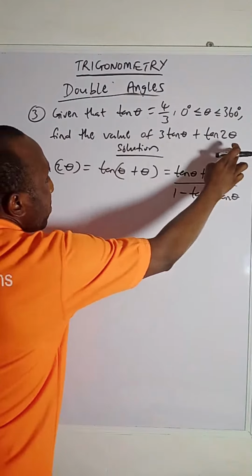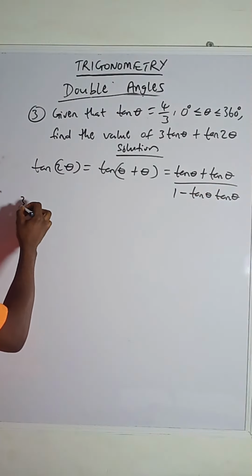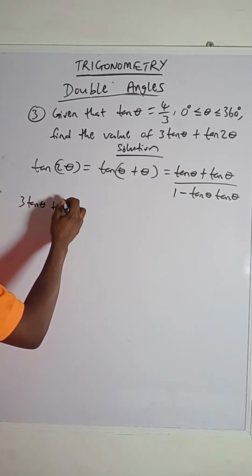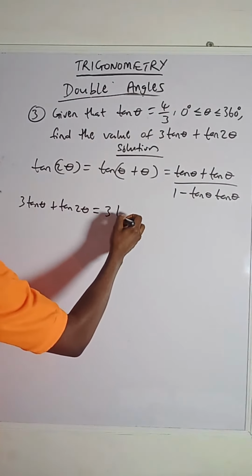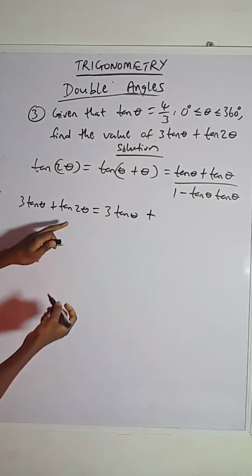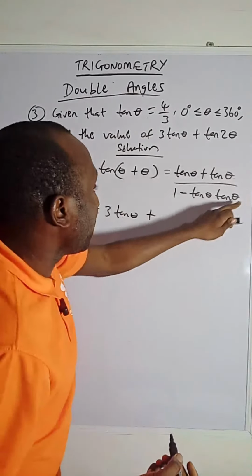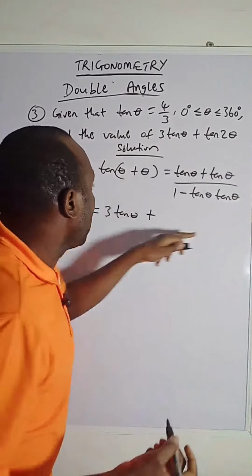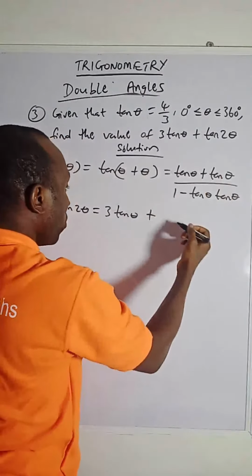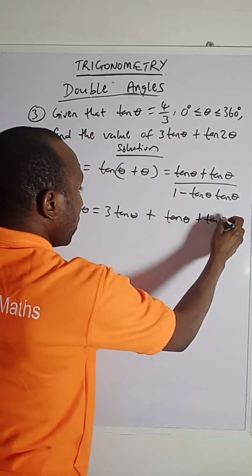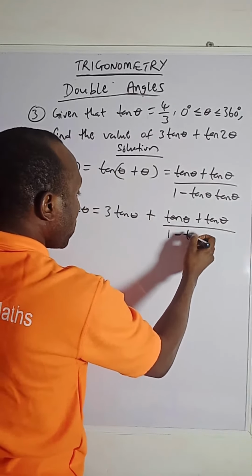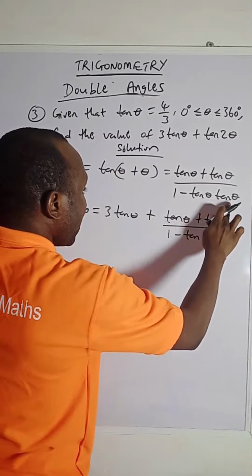So let's now bring in everything here. I'll say 3 tan theta plus tan 2 theta will be equal to 3 tan theta plus, what is tan 2 theta? You see it here? This is tan 2 theta. So just replace it here. Tan theta plus tan theta, all divided by what? 1 minus tan theta tan theta. So tan theta is what?